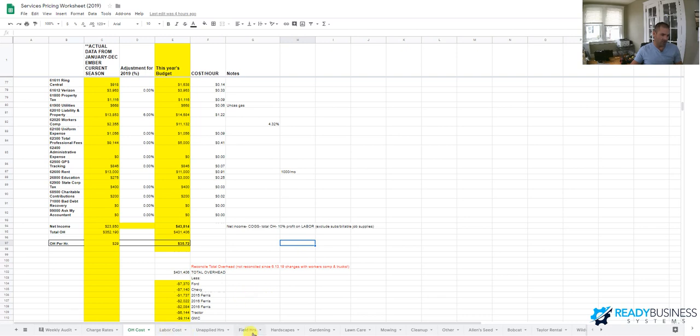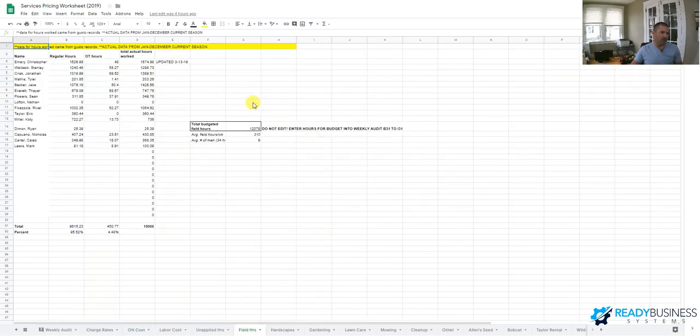So we're just talking about the field hours. Right here we have the field workers and the hours they work. We come up with roughly 10,000 hours here. We're actually doing more, around 12,000 hours for the year.